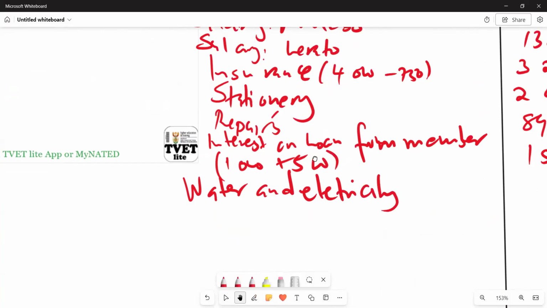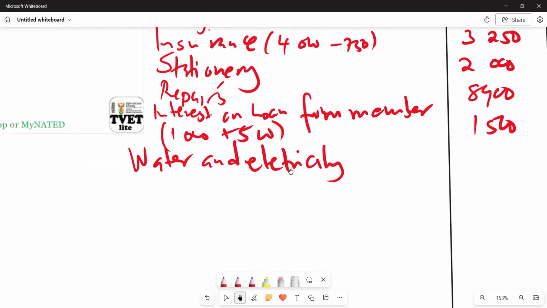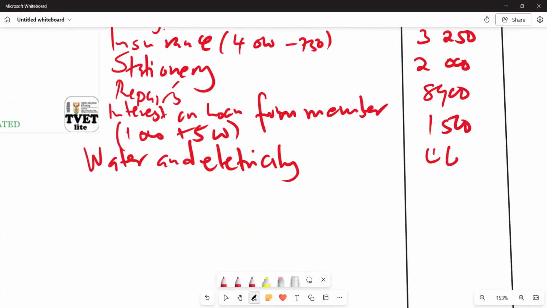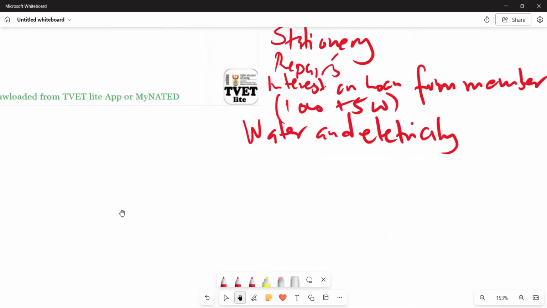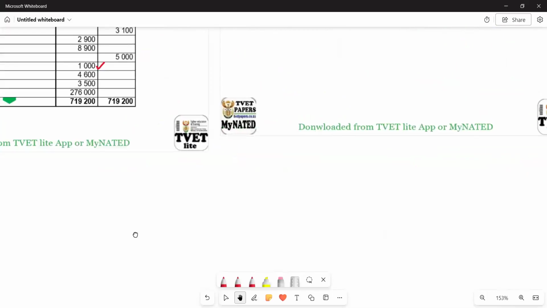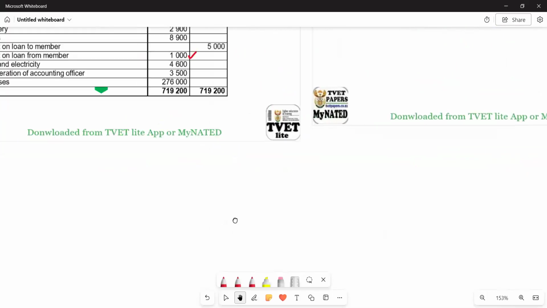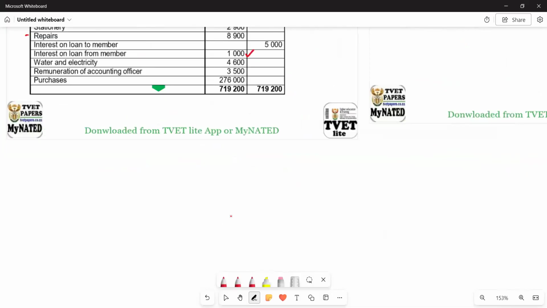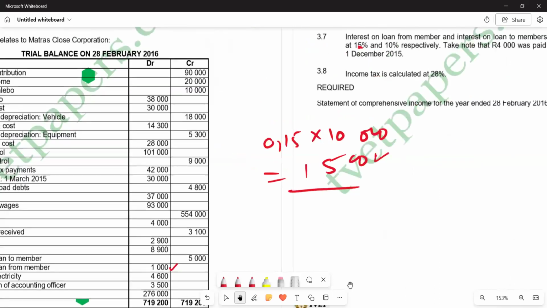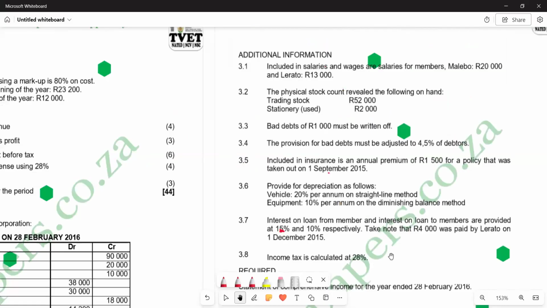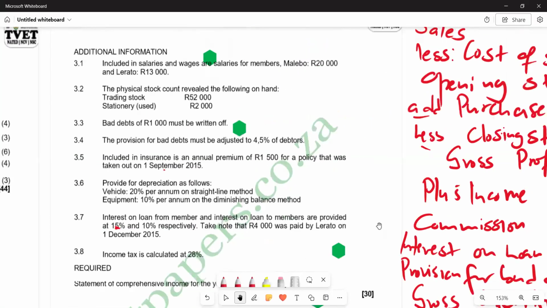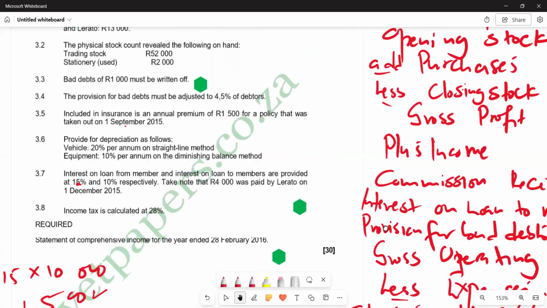And we are saying the figure that we are using there is 4,600. Then we can again go and cross check what do we have next after water and electricity. We have got remuneration of accounting officer, 2,500. So we go there and check on additional information if you've got anything affecting remuneration of accounting officer. But if you go through, you're going to see that there's nothing. So we're going to put it as it is.